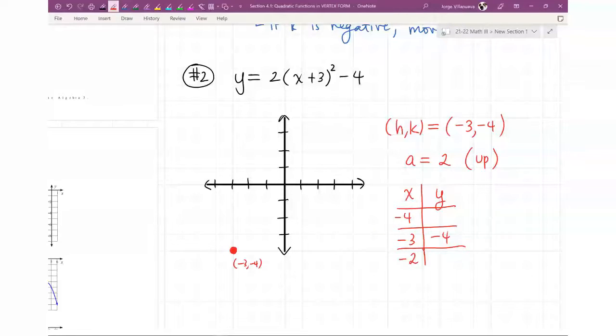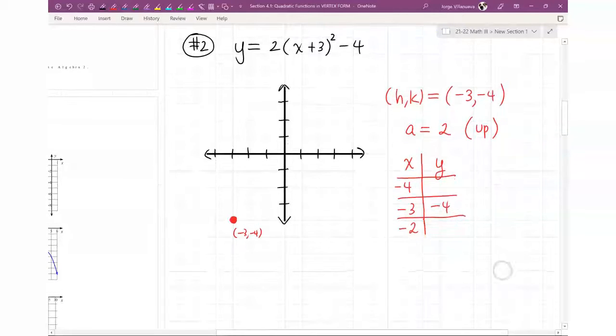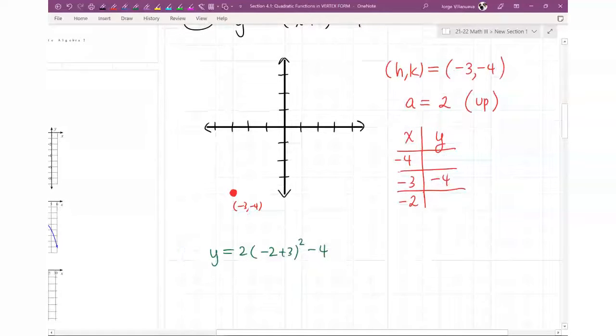And I'm going to plug it into my equation. Again, you guys don't have to do this all the time. I want you guys to notice something about the way the points land. But let's plug it into my equation. So y equals 2 times, I'm going to plug in a negative 2 first. Negative 2 plus 3 squared minus 4. All right, let me simplify. Negative 2 plus 3 is 1.